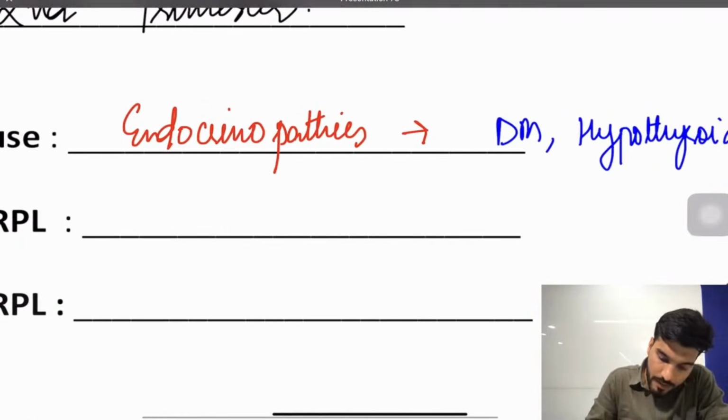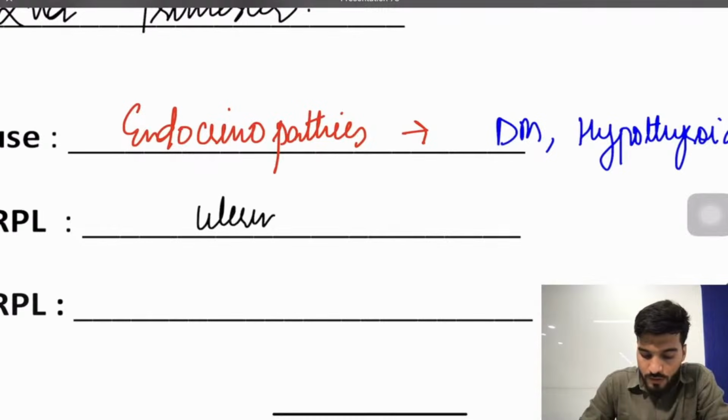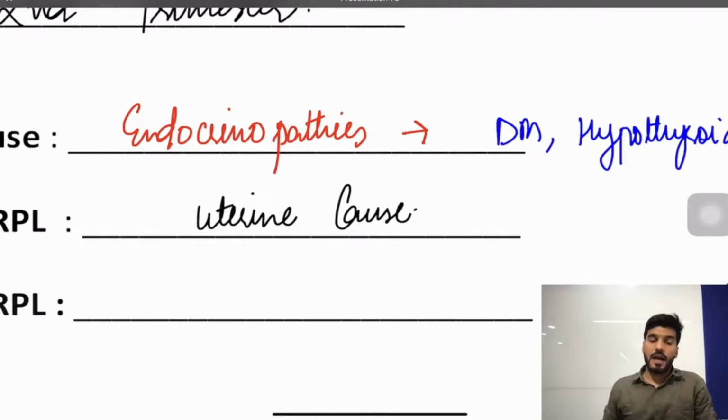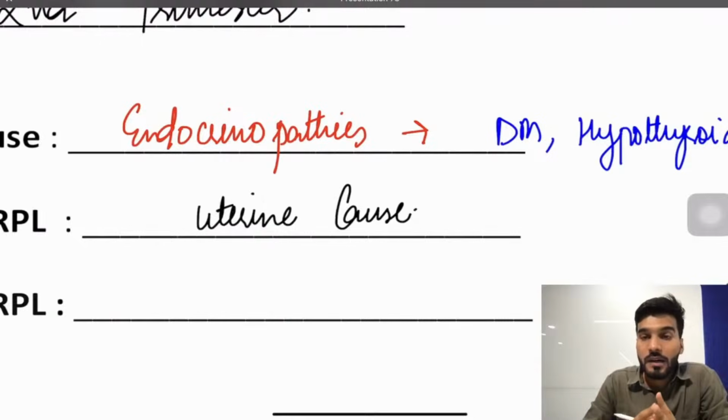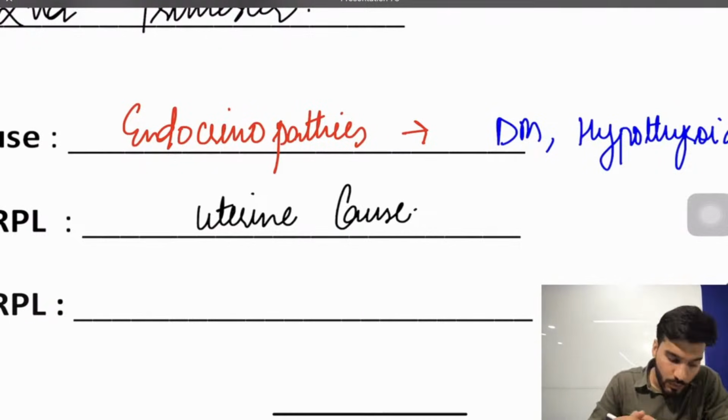Second trimester recurrent pregnancy loss is going to be uterine cause. And what can be the uterine causes? I've already told you that all the female genital structures are coming from the Mullerian duct, and the most common Mullerian duct defect is going to be septate uterus. Also in second trimester, usually the cause is uterine cause.